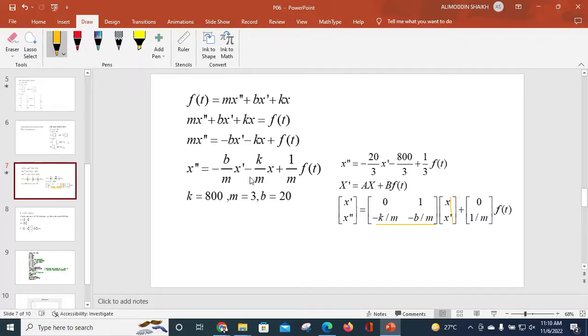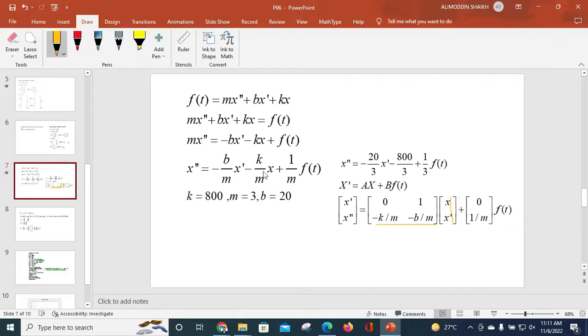x double dash is minus k by m x, then again minus b by m x dash is there. Hence here minus b by m will come. Now see the last, second row only: plus f of t is the term here, so obviously this is 1 by m, means here 1 by m will come. In this way the second row is completed.